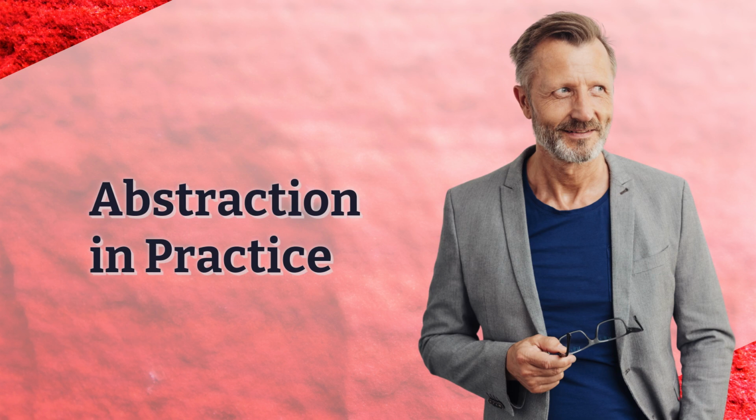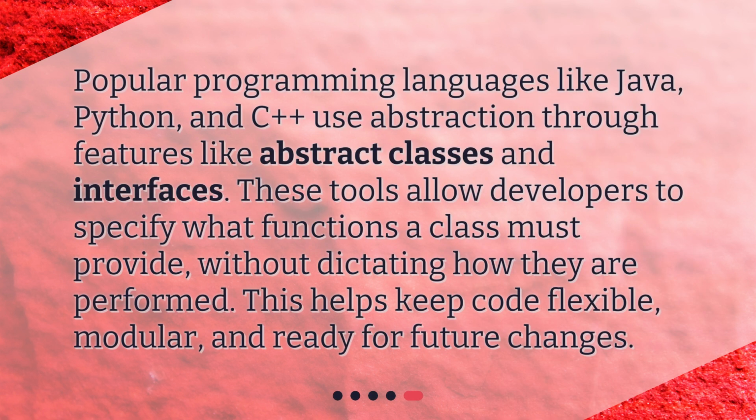Abstraction in practice. Popular programming languages like Java, Python, and C++ use abstraction through features like abstract classes and interfaces. These tools allow developers to specify what functions a class must provide, without dictating how they are performed. This helps keep code flexible, modular, and ready for future changes.